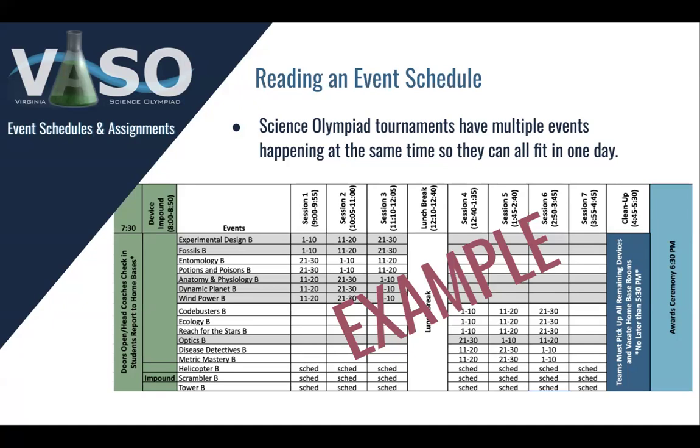You'll notice on this example tournament schedule below that we have groupings of events that overlap with one another. For example, experimental design and fossils happen at the same time for a team, and then entomology and potions of poisons happen at the same time for that team in another session. These event conflicts are going to be the focus of this presentation so that coaches can make appropriate event assignments for rosters to avoid these conflicts on tournament day.